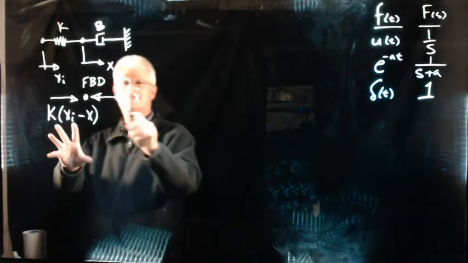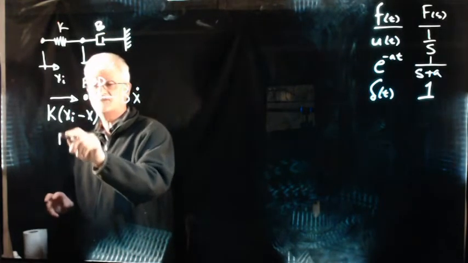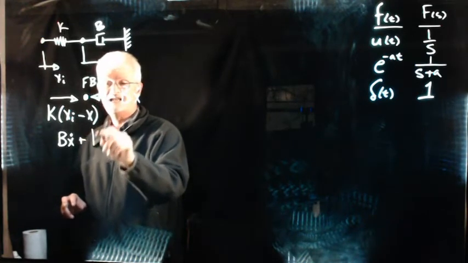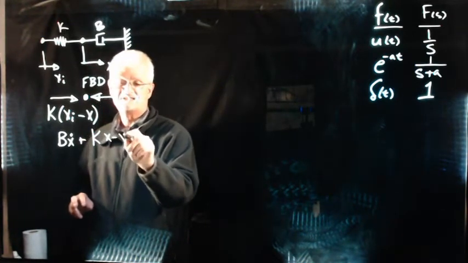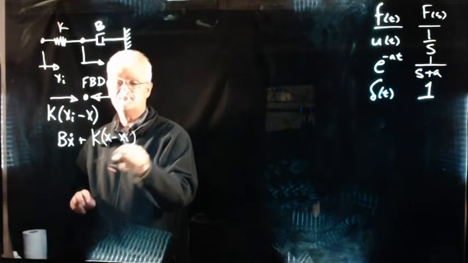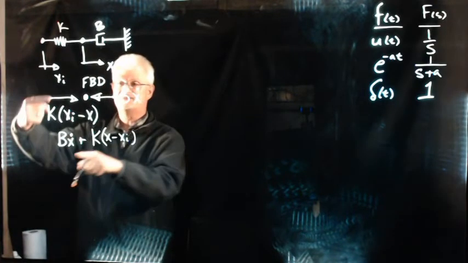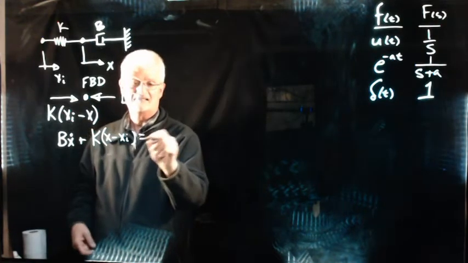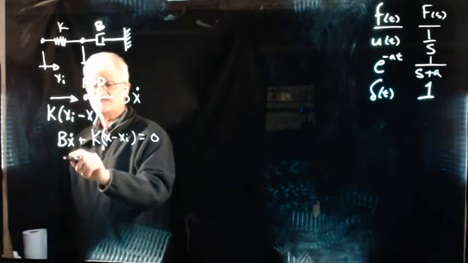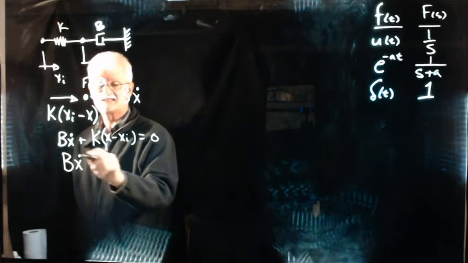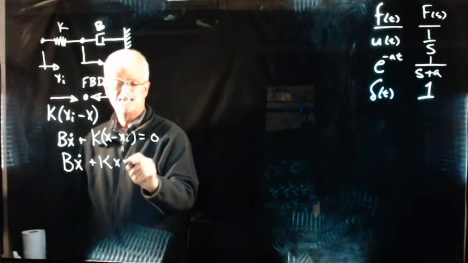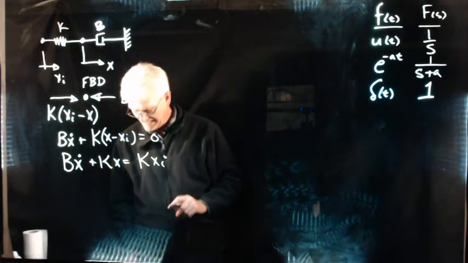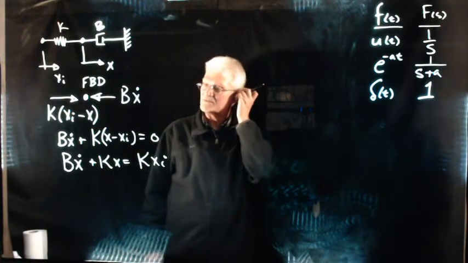And so those are the only forces that I have on this system. So I'm just going to sum the forces and write the equation of motion. It's going to be b x dot plus k times x minus xi. So I already incorporated one minus sign, because the arrows are going a different way, and that's equal to 0. Another way I can write this is b x dot plus kx equals k xi. So here's my differential equation, and I'm ready to take the Laplace transform of this differential equation.